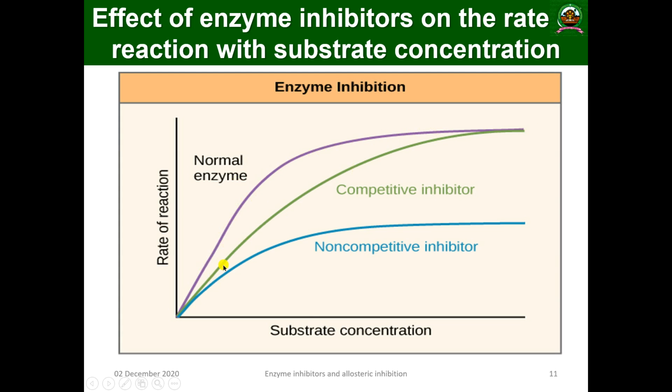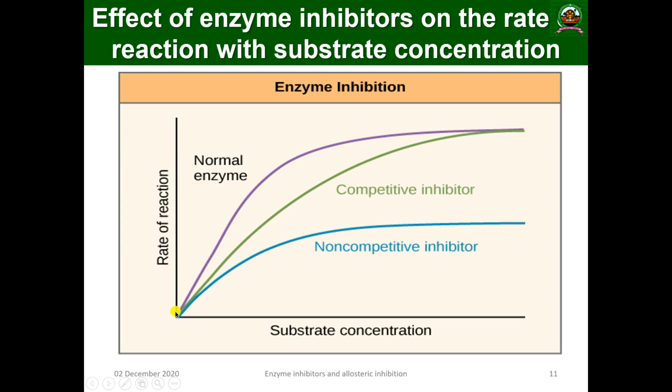But in the case of a competitive inhibitor, when the competition is there, the rate is very slow. If you increase the substrate concentration further, the rate will go up and binding will occur, but once all the binding is over, it will level off like this.